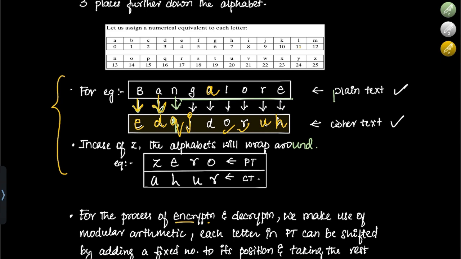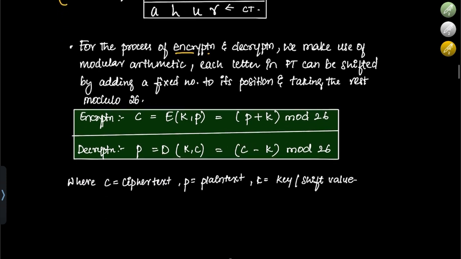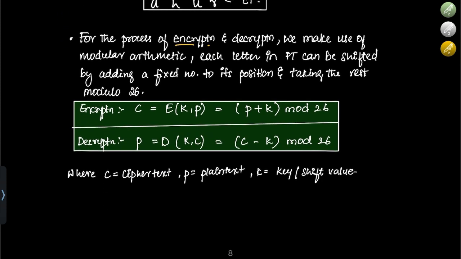But for solving complex problems or for deducing the ciphers for long texts, you cannot keep on counting like this. If the k value is 32, can you keep on counting 32 times like this? No, it is not possible. In that case, we have to deduce a particular formula, or a set of formulae. So that's what we have written. For the process of encryption and decryption, we make use of modulo arithmetic.